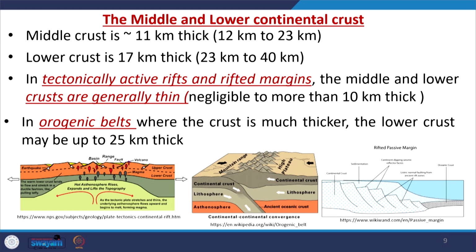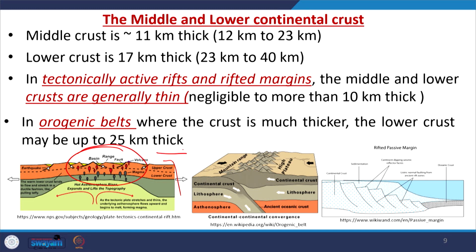The middle crust is around 11 kilometers thick, that is from 12 kilometers to 23 kilometers, and the lower crust is 17 kilometers thick, that is from 23 kilometers to 40 kilometers. Now, in tectonically active rifts and rift margins, the middle and lower crust are generally thin or very negligible. Why? If you see here, we have rift basins, we have developed the rift system.